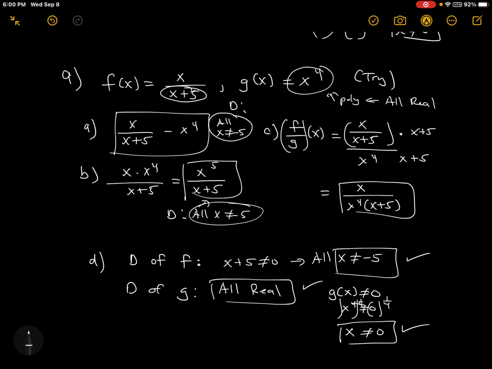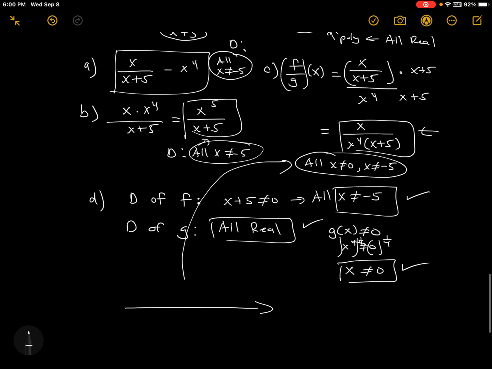Okay, and if you were to write this in interval notation on this last one, I would plot this on the number line, just to help you visualize. This is x can't equal -5, and x can't equal 0. So minus infinity to -5, union, -5 to 0, union, 0 to infinity.